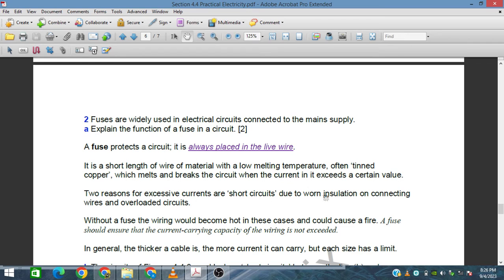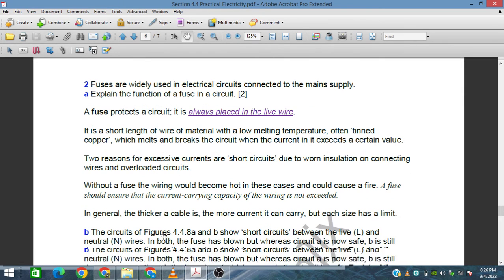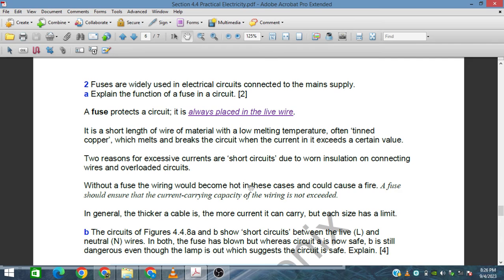So if insulation gets damaged, then a short circuit happens, or in case of overloading, more current is drawn, and that causes this kind of problem. So without a fuse, the wiring would become hot in these cases and could cause a fire. The fuse should ensure that the current carrying capacity of the wire is not exceeded. So a fuse ensures that the current capacity of the wiring is not exceeded. So it's an insurance, it's a guarantee.